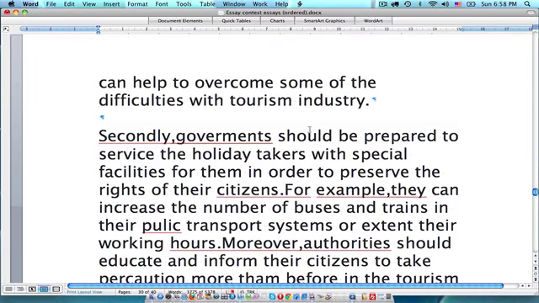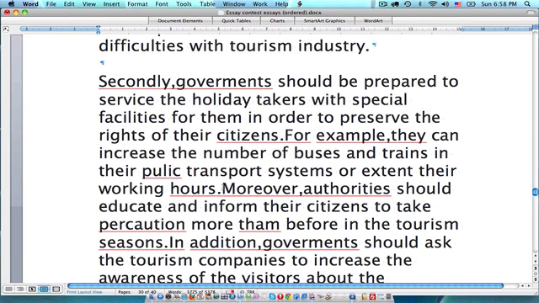Okay, now I noted here, where's the sentence with moreover? Here we go. Okay, again, so moreover, authorities should educate and inform their citizens to take, I think it's supposed to say precaution, more than before in the tourism seasons. Now, I'm just not sure why this is being shared. I don't see how that ties to our thesis. And then there's an example that comes right before it that doesn't appear to be discussed.